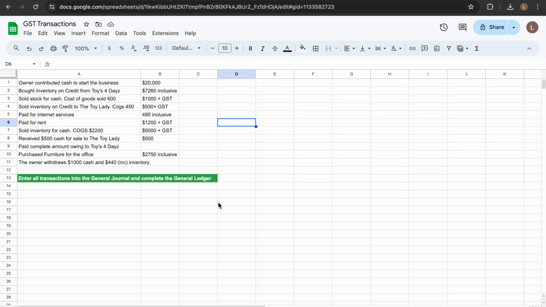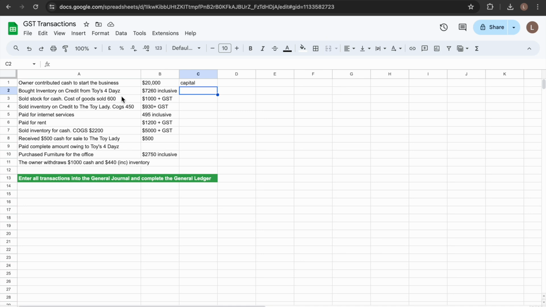Anyway, I've got a list of transactions here. They're pretty basic. The owner contributed cash to the business, so that's obviously capital. Bought inventory on credit. So we know what that's going to be.